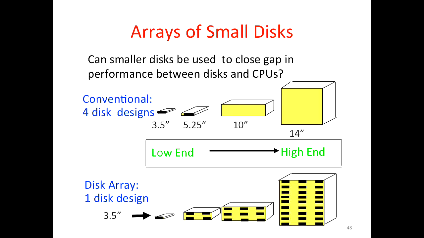So if you look at the different form factors, the big high-end machines are something like 14-inch disks, 10-inch disks. These days, 3.5-inch are the big drives now and 2.5-inch are the small ones. But it used to be like 5.25 and 3.5. But these were the big mainframe designs.